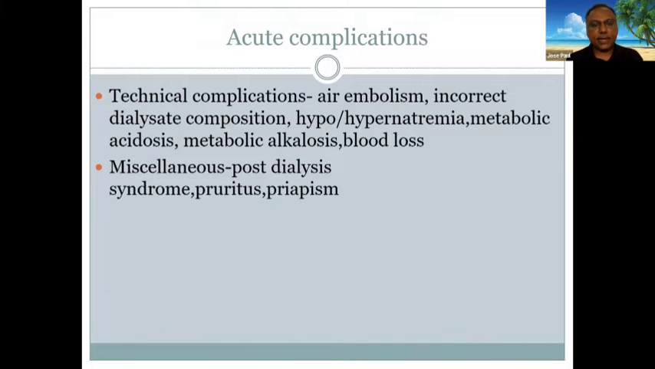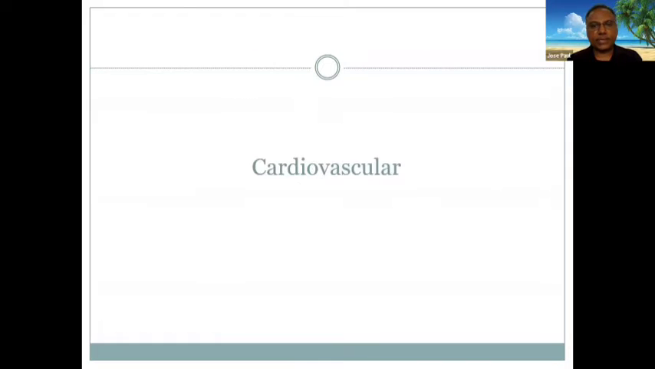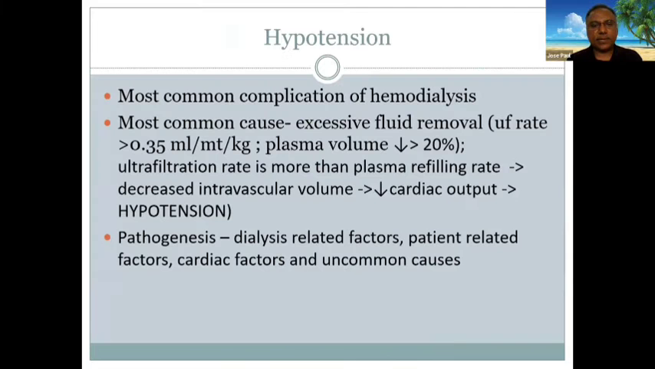Then often there are technical complications which include air embolism, incorrect dialysate composition, hypo or hypernatremia, metabolic acidosis, metabolic alkalosis, and blood loss. And there are a lot of other miscellaneous complications like post-dialysis syndrome, pruritus, and so on. So these are, in broad, the acute complications of hemodialysis. Now coming to each one of these complications in detail, first we look at the cardiovascular complication.